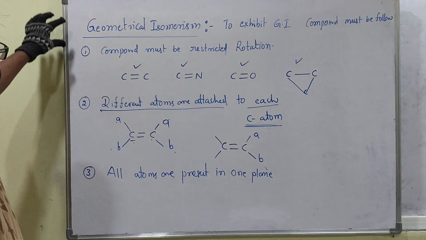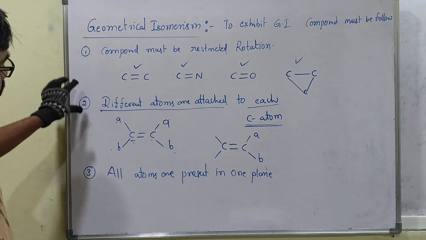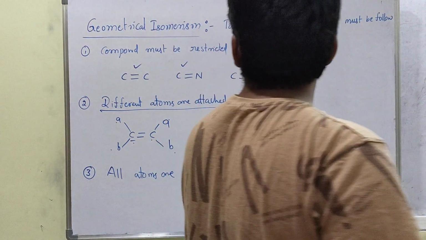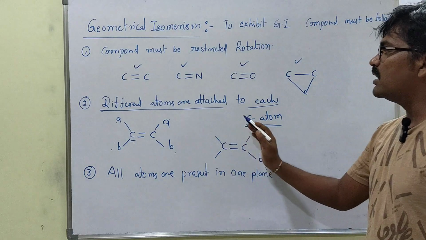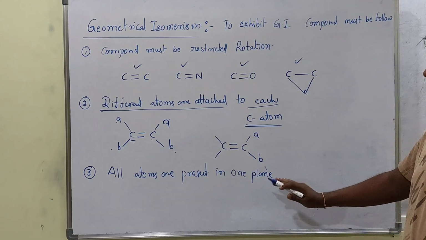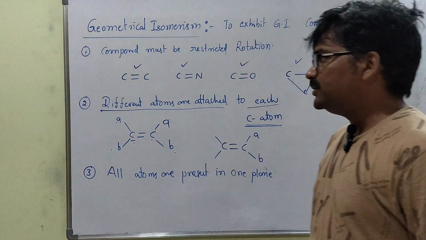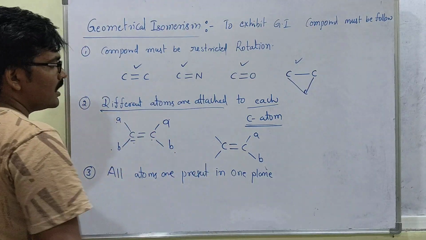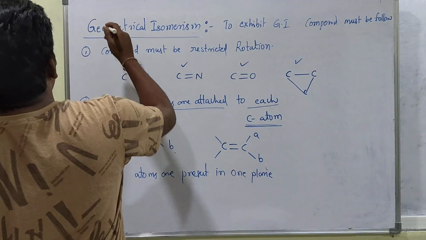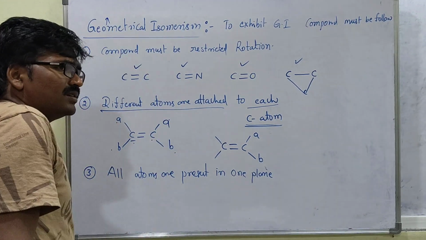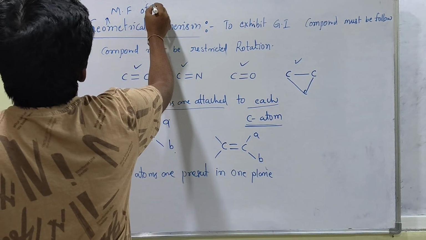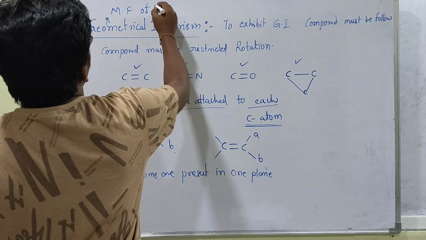So to exhibit geometrical isomerism, these conditions are a must. The compound must have restricted rotation. Second, different atoms are attached to each carbon atom. Third, all atoms are present in one plane. Before going to discuss all the compounds, one point you have to understand: geometrical isomerism means the molecular formula is same, and the structural formula is also same.